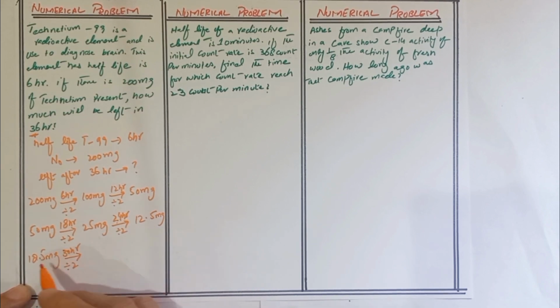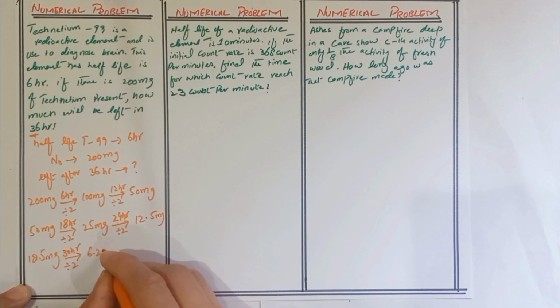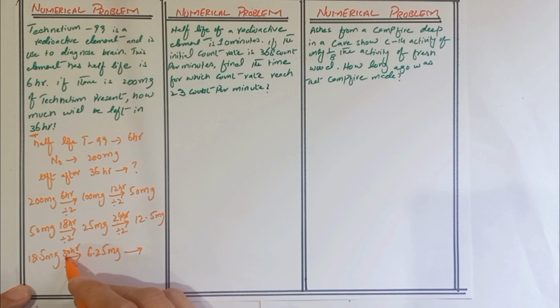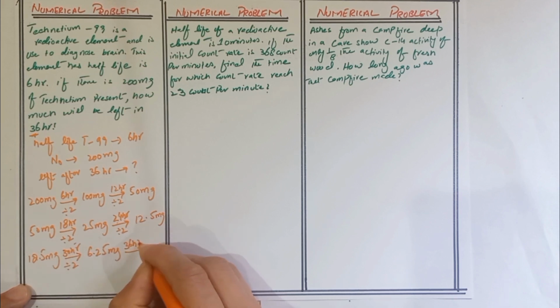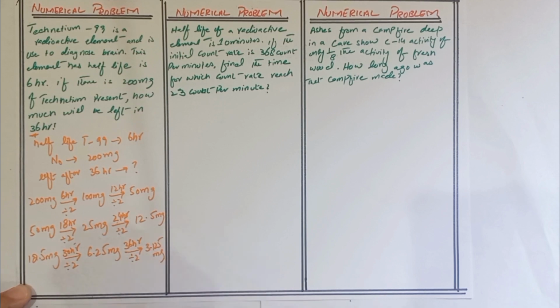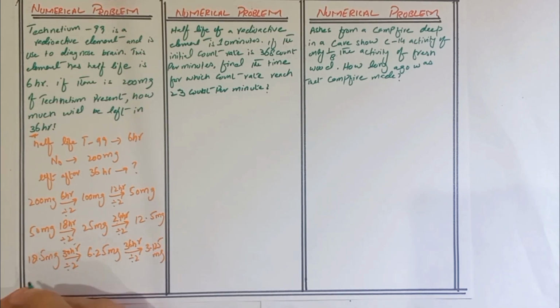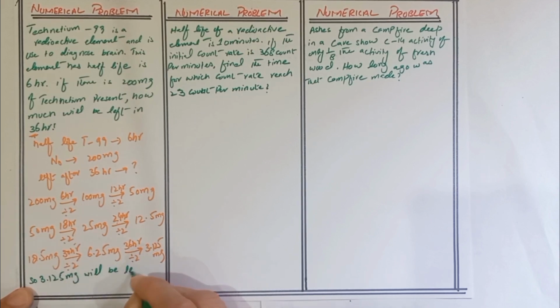Again we halve the sample and get 6.25 milligrams. Then we add 6 hours again, and we get 36 hours. Again we halve the sample and get 3.125 milligrams. So 3.125 milligrams will be left after 36 hours.